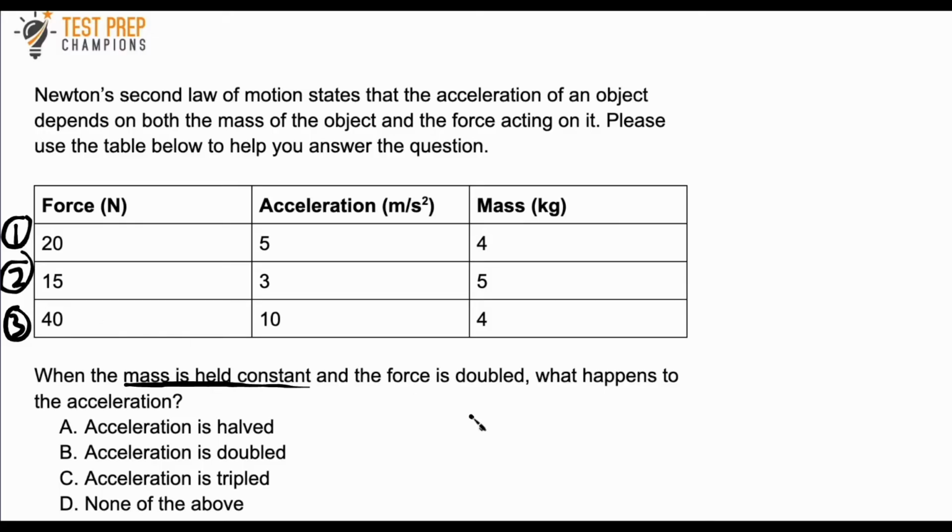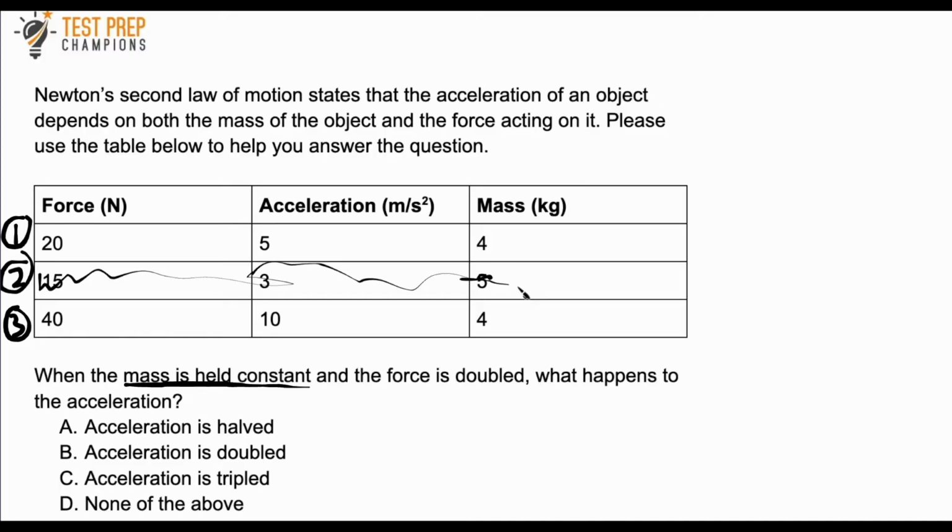The first thing I want to do is find 2 cases where the mass is held constant. We see that in case 1 and in case 3, the mass is 4 in both cases. But in case 2, it's 5. So really, I can just take case 2 out. I don't need to look at case 2. It's not going to help us get the question right here because we want to find cases where the mass is the same. So 1 and 3 are the cases we want to look at here.